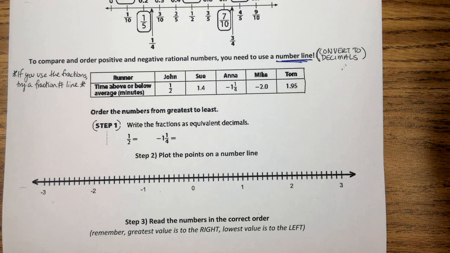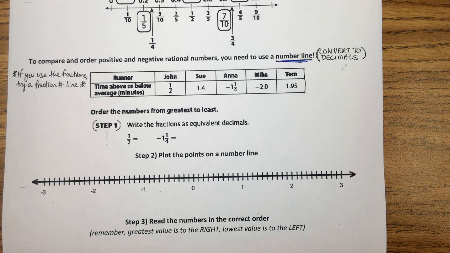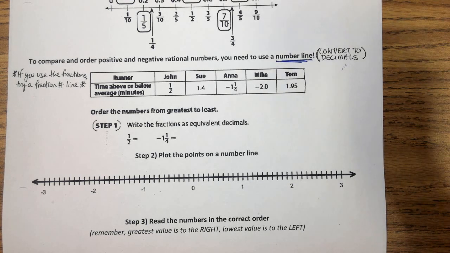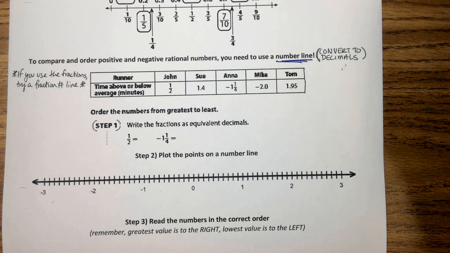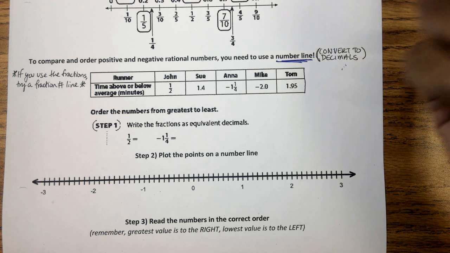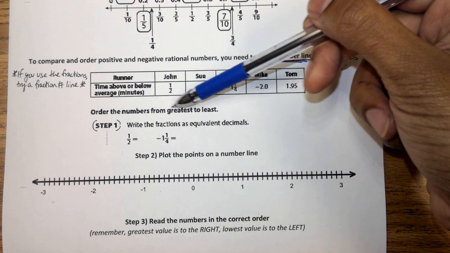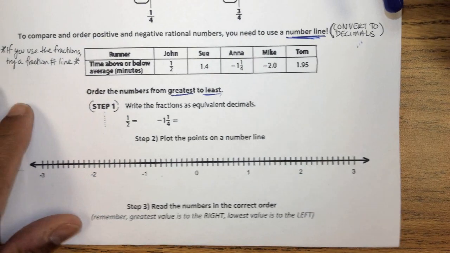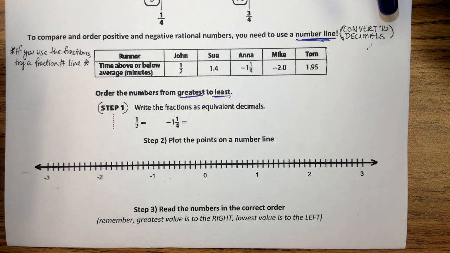Alright, so when we look at this, I want us to get a good understanding of what it means and what it looks like to graph some of our negative decimals or negative fractions. But we're going to practice in just a second. So it says order the numbers from greatest to least. Greatest to least is the pattern that we're looking for.